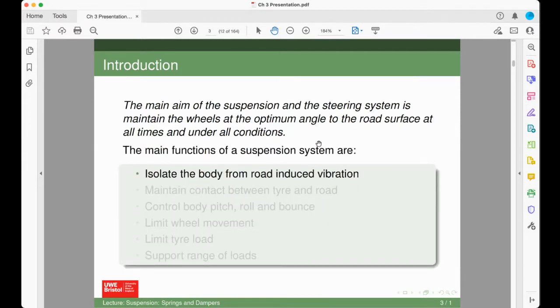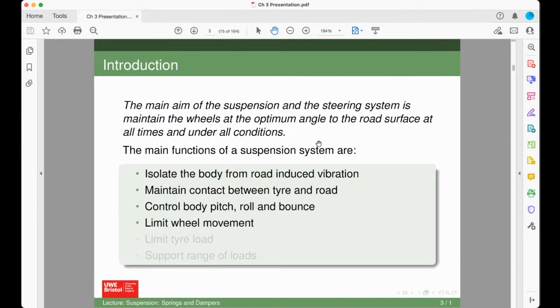Okay, so the other purposes. Isolate the body from road-induced vibration. To make the vehicle comfortable, you want to make sure that the suspension can deal with some of the vibration that's coming up from the road. As I mentioned, maintaining contact between the tyre and the road is very important. It also helps control the body. Because you've got this compliance between the road and the body, that body needs to be controlled in some way, and the suspension will help do that.